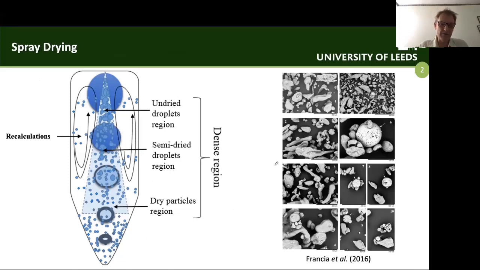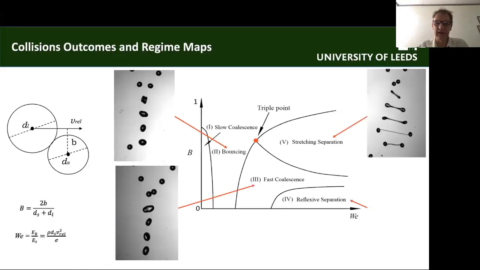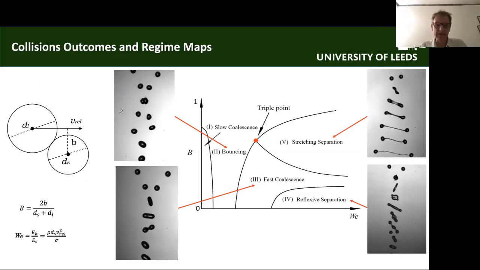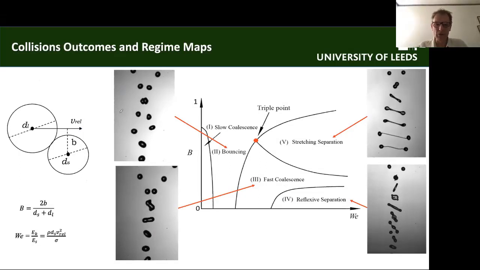Collisions. So this is a spray dryer. There's lots of collisions which lead to different types of agglomeration in a spray dryer. And what we've done here is look at the maps that you get of the different behaviors you get. So you get bouncing behaviors, you get coalescence behaviors as you increase essentially the Weber number. Think of that as the velocity, and then V is the offset, and you get these different behaviors that you can classify. So this is stretching separation up here, and reflexive separation at the bottom.